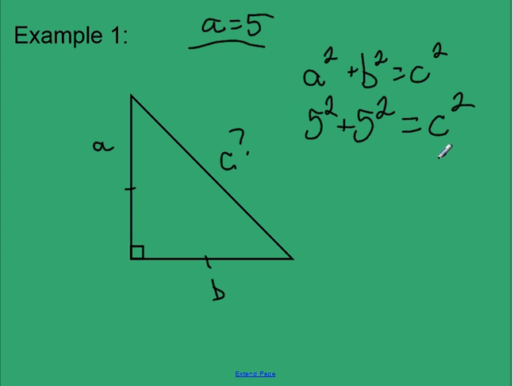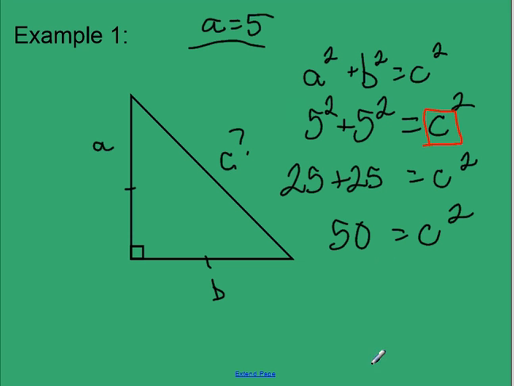Then I'm going to solve for what I don't know, solve for the value of C here. So 5 squared is 25, plus 5 squared is 25 equals C squared. I can add these together, 50 equals C squared. And then remember, okay, algebra is all about inverses. The inverse of multiplication is division. The inverse of addition is subtraction. The inverse of a square is a square root.